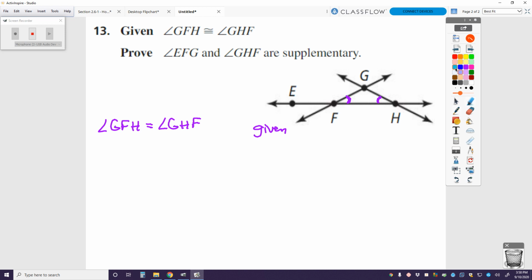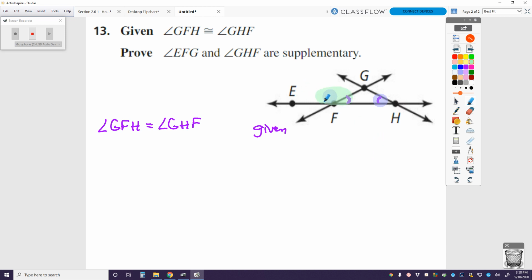And they're asking us to prove that angles EFG, so there's EFG hanging out right there, that obtuse looking angle, and angle GHF, that those two angles are supplementary. Well, right now I cannot make that conclusion. There's no real relationship between angles EFG and GHF. So I'm going to have to explore a little bit here and try to find something else in this picture that is geometrically true. And so what else can we say is true in this problem?